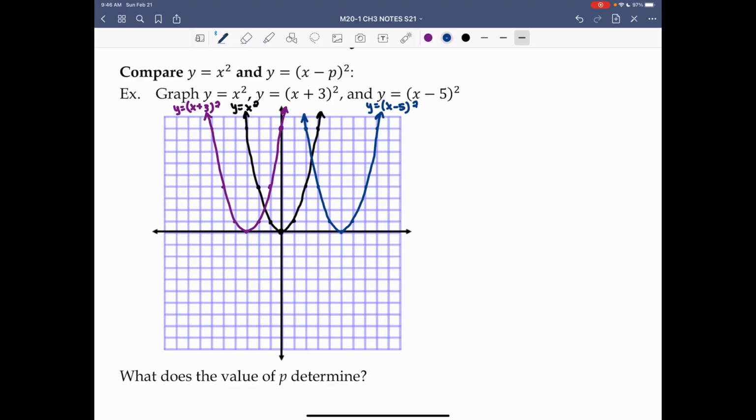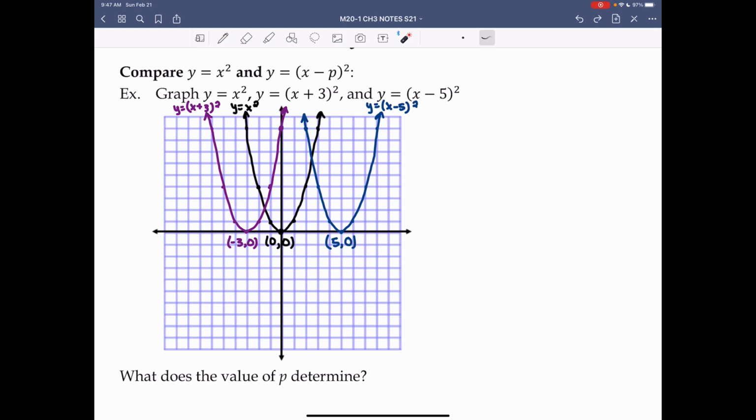What does the value of p determine? Let's take a look at the vertex of each parabola again. The original one is 0, 0. The second one is x is -3, y is 0. And the third one is x is 5, y is 0.